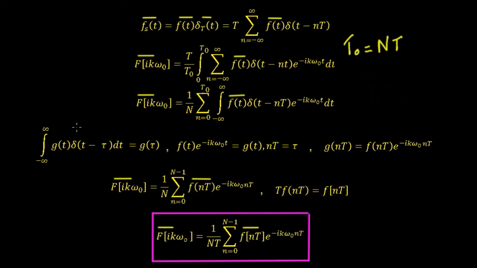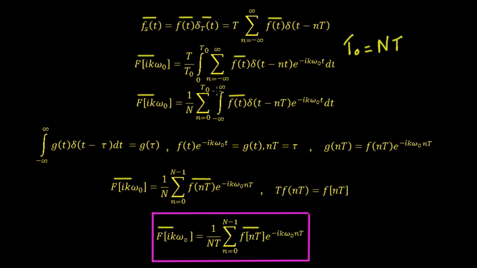Now if you're interested, there's a video on the Fourier and Laplace transforms on the sifting property, but let's just go ahead and do the substitutions first, and then we'll talk about it. So what we want to do is take this f of t e to the minus i k omega naught t, and substitute a function in for that. We just call that g of t, so that whole thing becomes g of t, and we substitute the value nT with a value of tau.